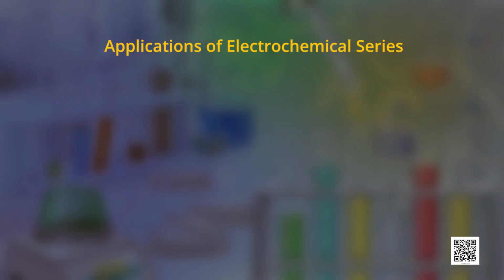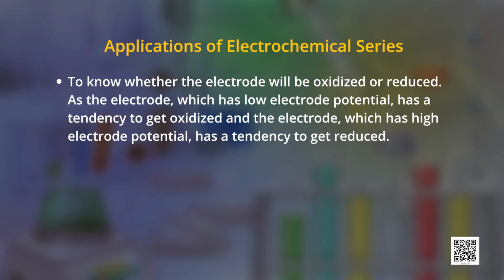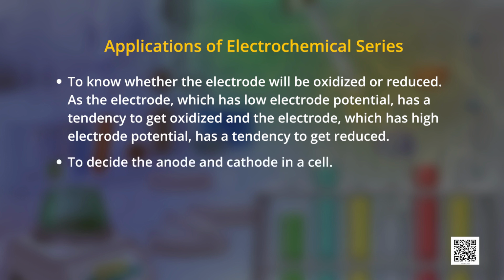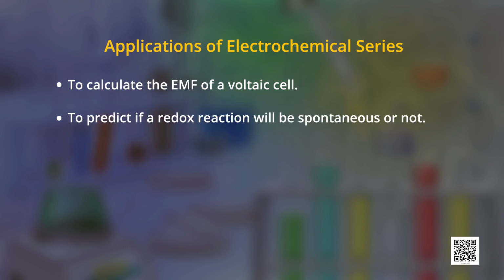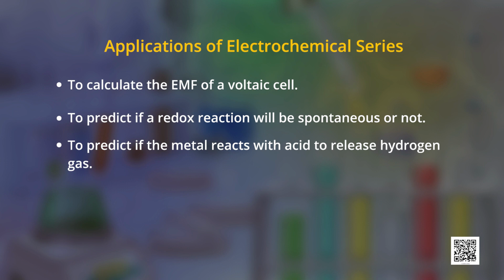The electrochemical series helps to know whether the electrode will be oxidized or reduced, as the electrode which has low electrode potential has a tendency to get oxidized, and the electrode which has high electrode potential has a tendency to get reduced. It is used to decide the anode and cathode in a cell, to calculate the EMF of a voltaic cell, to predict if a redox reaction will be spontaneous or not, and to predict if the metal reacts with acid to release hydrogen gas. But we also need to find a way to calculate the electrode potential when the concentration of electrolyte is not 1 molar.